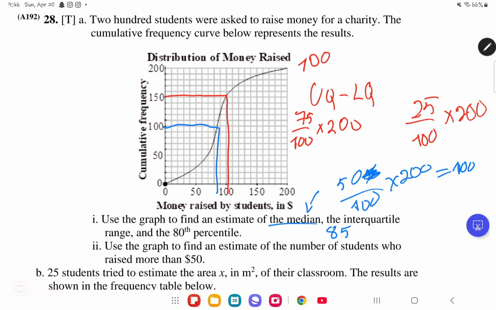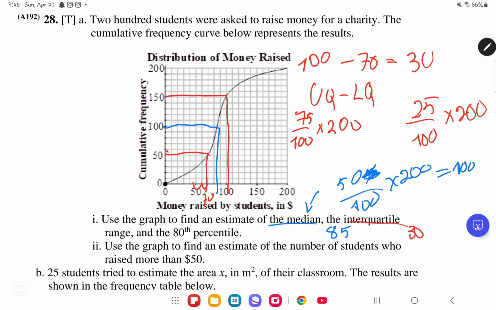25 over 100 times 200 is going to be 50. So you're going to go to 50 over here, and you're going to get the point to be exactly 70. So the lower quartile is 70. So 100 minus 70, you're going to get that the interquartile range is how much? It is 30.